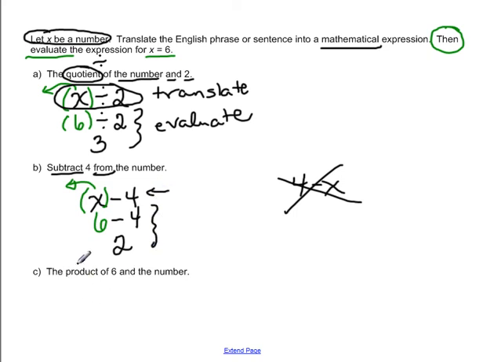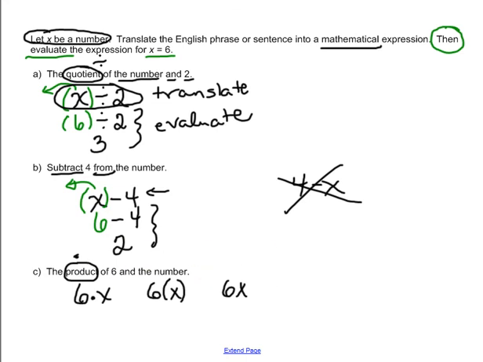The last problem, the product of 6 and the number, well, product is a word that means to multiply. So if we're going to find the product of 6 and the number they told us was x, we can write this as 6 times x with the multiplication dot. We could also write this as 6 with the parentheses and the x there, or the easiest way to write it is just writing 6x. Any one of those would be a fine way to write the product of 6 and the number.